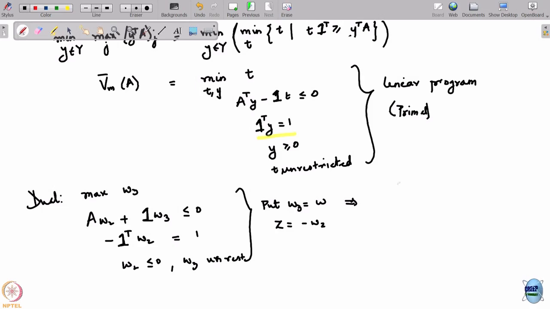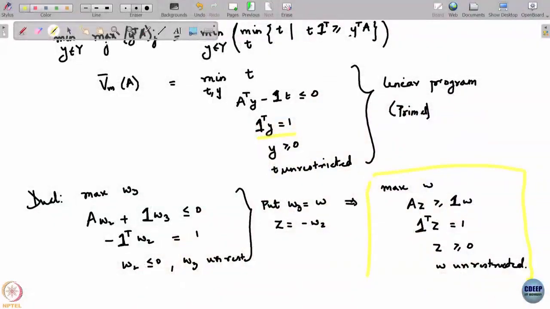Then the dual problem becomes max over W, subject to A times Z greater than or equal to 1 times W, 1 transpose Z equal to 1 and Z greater than or equal to 0, with W unrestricted. Now, all we have to do is go back and interpret this problem. I am maximizing this over W and Z. Just looking at this already, it seems similar to what we had written for the upper mixed value, VM upper bar. For VM upper bar, we wrote a minimization over t.